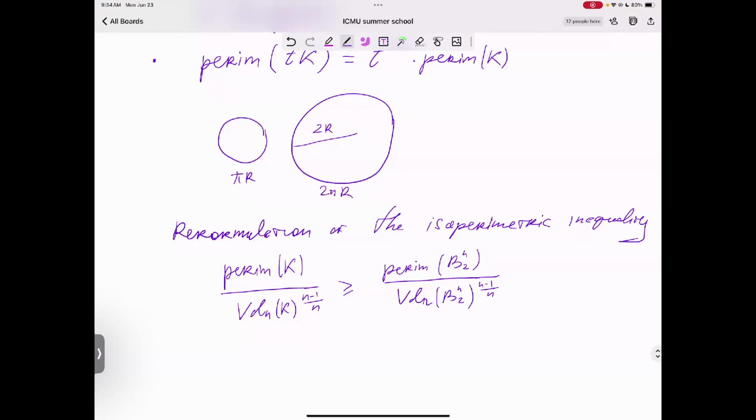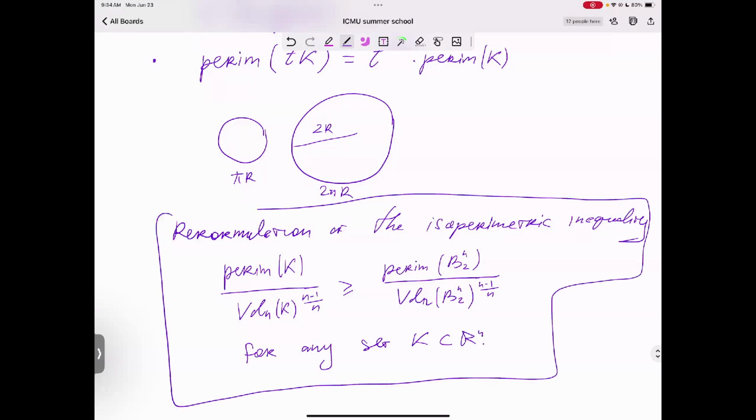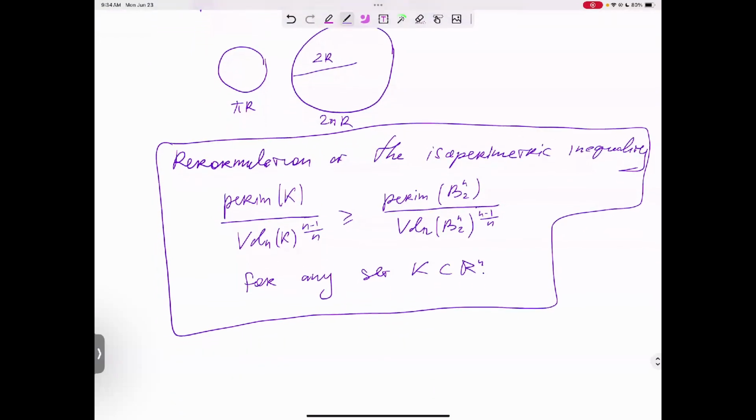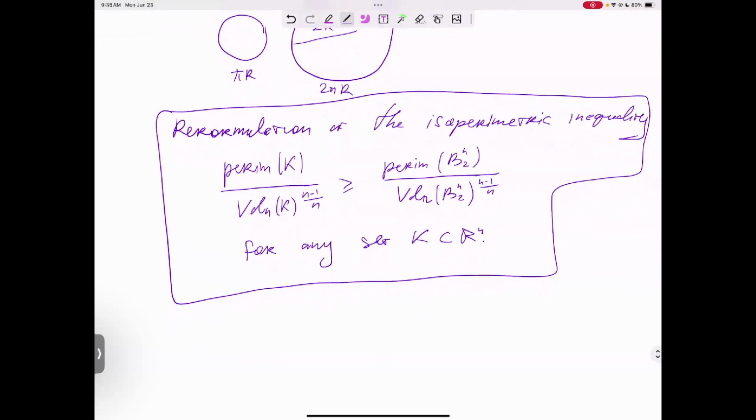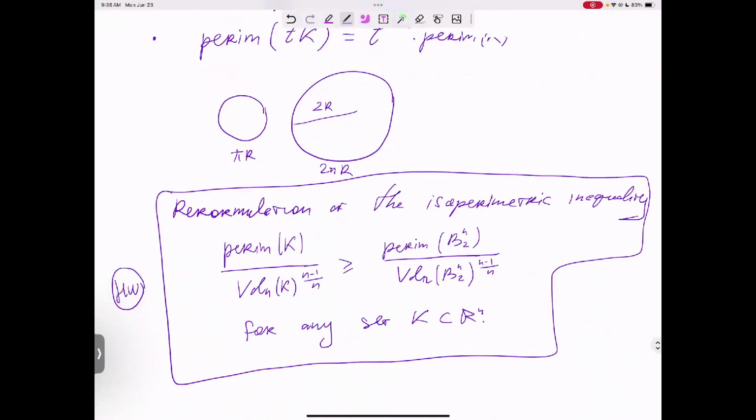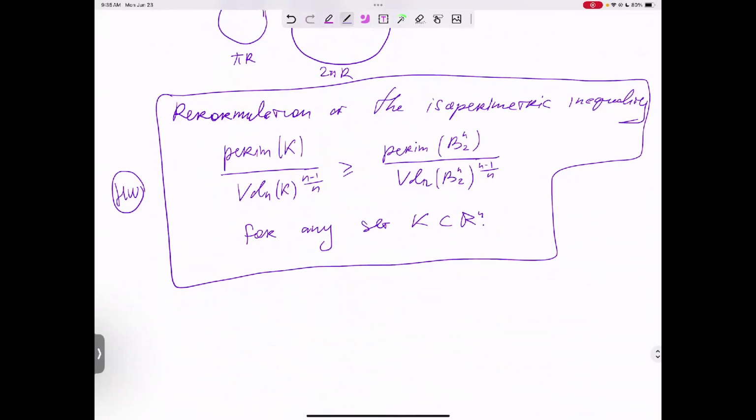So this is for any set K in R^n. This formulation of the isoperimetric inequality is now actually homogeneity free. Instead of assuming that the volume of K is fixed, we can just assume that it's arbitrary and we rescale it appropriately. Let me leave it as a little homework that this is indeed just a formulation of the isoperimetric inequality in view of these homogeneity properties, if that's okay. Any questions up to now?